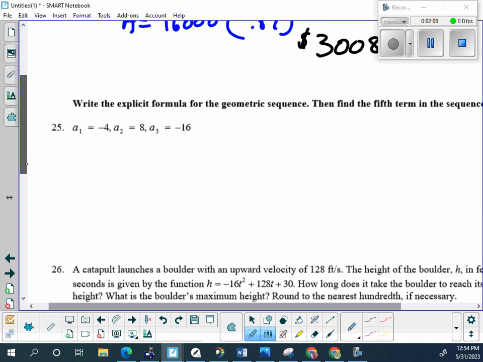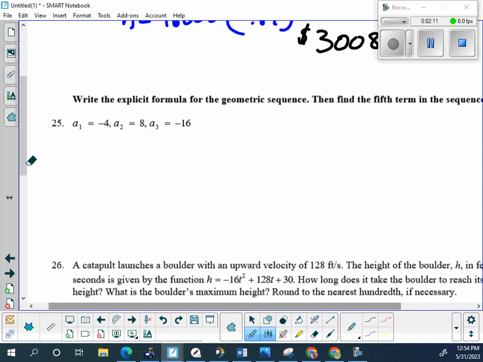Next question is 25. Write the explicit formula for the geometric series. Find the 5th term of the sequence. This is multiple choice, so if you just find the 5th term. So I'm going from -4 to 8. That's a multiple of -2. 8 to -16, multiply -2. 16 to, if I multiply by -2 is 32. If I multiply again by -2, that's -64.